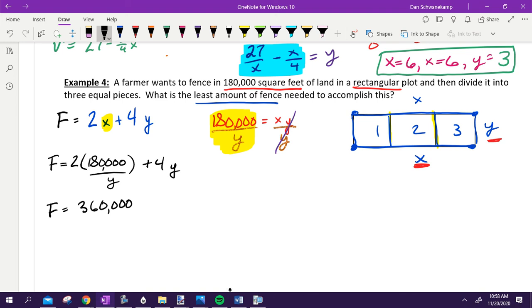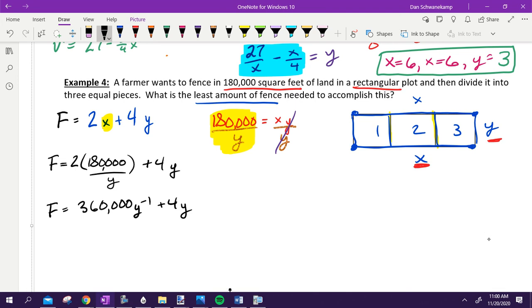Instead of writing over y, since I'm getting ready to take a derivative, what else could I write? Y to the negative 1 plus 4y. That is my fencing equation. Then I'm going to take the derivative, set it equal to 0, and solve. Go.